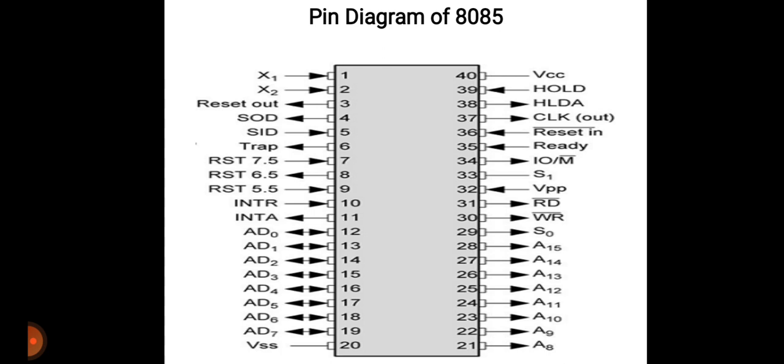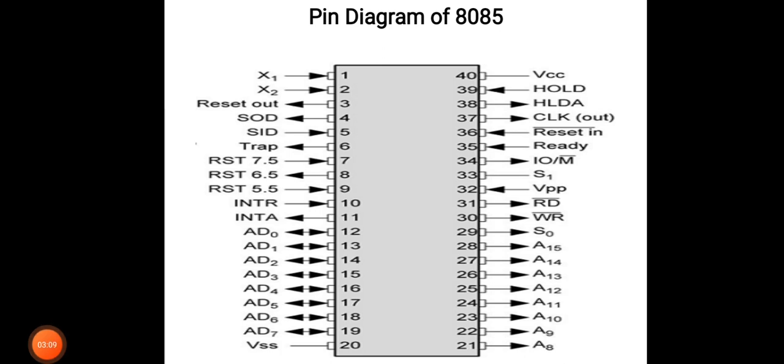Then in the RHS side, pin numbers 21 to 28 are A8 to A15. Pin number 29 is S0. Pin numbers 30 and 31 are WR bar and RD bar. Then pin number 32 is VPP. Pin number 33 is S1. Then pin number 34 is IO/M bar. Then 35 is ready, 36 is reset in, 37 is clock out, 38 is HLDA and 39 is hold, and 40, the last one, is VCC.